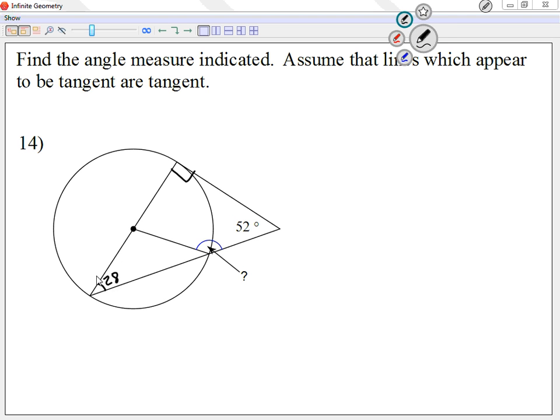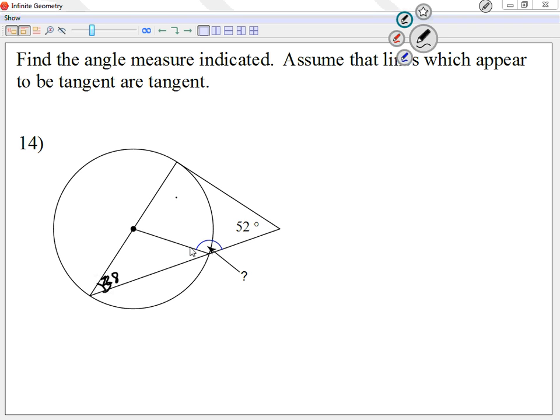oh yeah, it's 38, right? Yeah. Just checking if you were awake. Yeah. All right, so that's 38. So once again, the way we came out with 38 is we added these two, 90 and 52, that's 142, subtracted from 180, so we got that was 38.